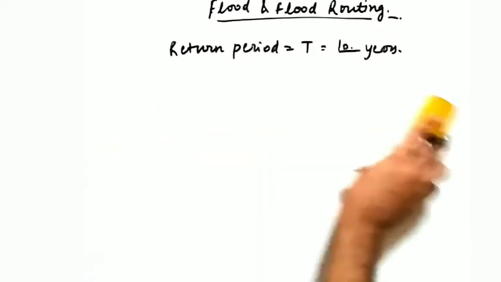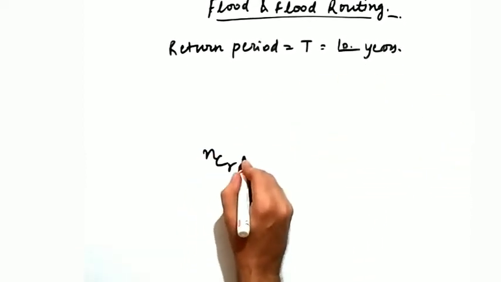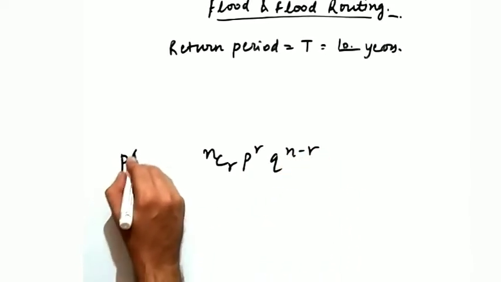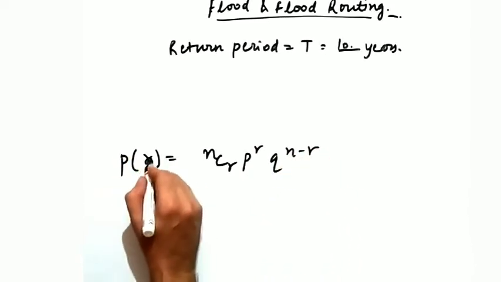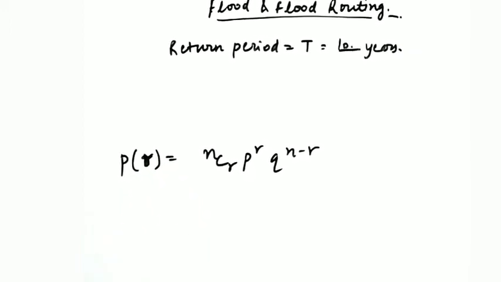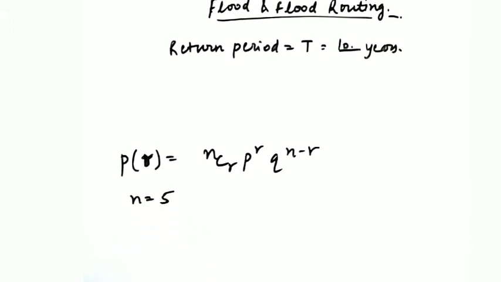Now there is a formula that you might have studied in mathematics, that is nCr, p to the power r, q to the power n minus r. This is the probability for r number of years. Suppose I ask you that a structure is designed for 5 years, suppose n is 5, then what is the probability that this structure will be overtopped in exactly 3 years?